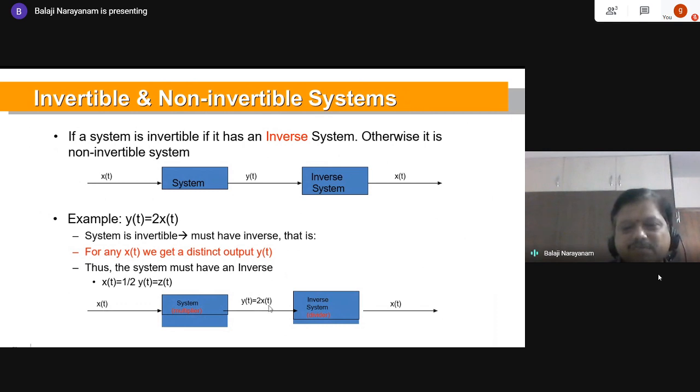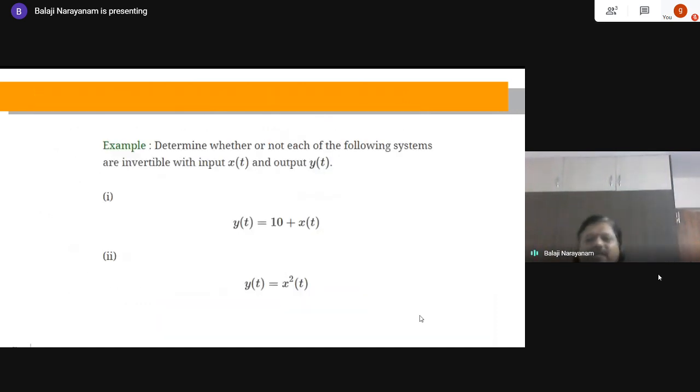In the inverse system, you have a divider. Here it got multiplied by a factor of 2. Division is taking place in the inverse system. As a result, you are getting back your x of t. Now, you try to determine whether the given systems are invertible: y of t is equal to 10 plus x of t, and the other one is y of t is equal to x square of t, whether they are invertible or non-invertible systems. This is what we are asked to find.